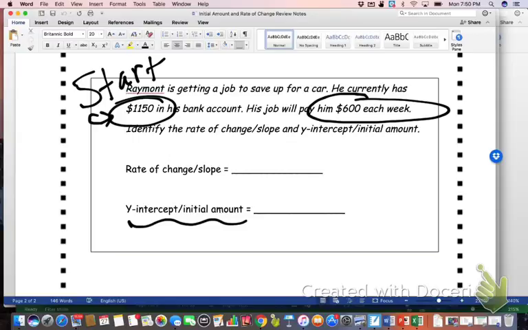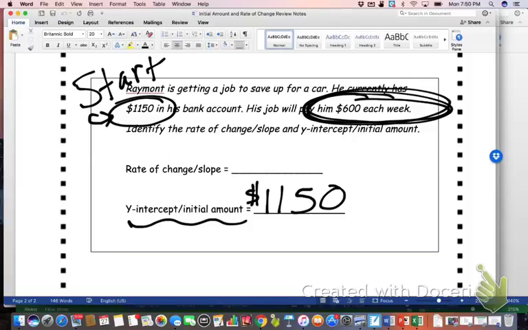So y-intercept initial amount, where's your initial in your name? It's at the beginning. Initial amount is what you have at the very beginning. So his initial amount is $1,150. Rate of change slash slope means how much is it changing. So my rate of change every week, the money he has increases by $600 per week. So the rate of change is 600.